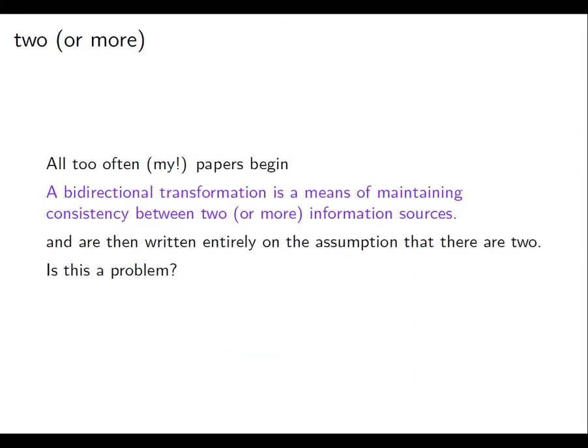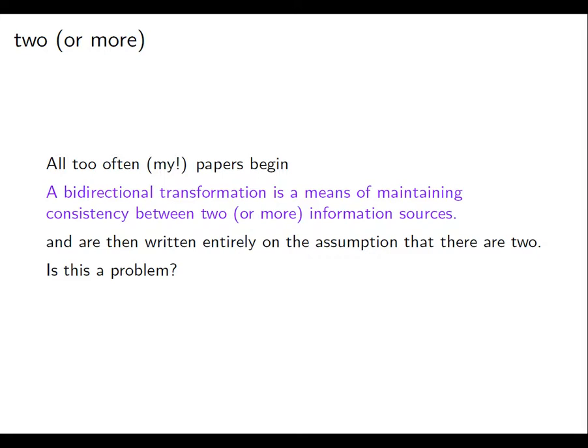So that's really the focus of this paper. All too often in the bx field, papers, and I'm a prime offender here, begin something like, a bidirectional transformation is a means of maintaining consistency between two or more information sources. And then they're written entirely on the assumption that there are exactly two information sources. We say something like, for ease of presentation, we consider here the case of two.